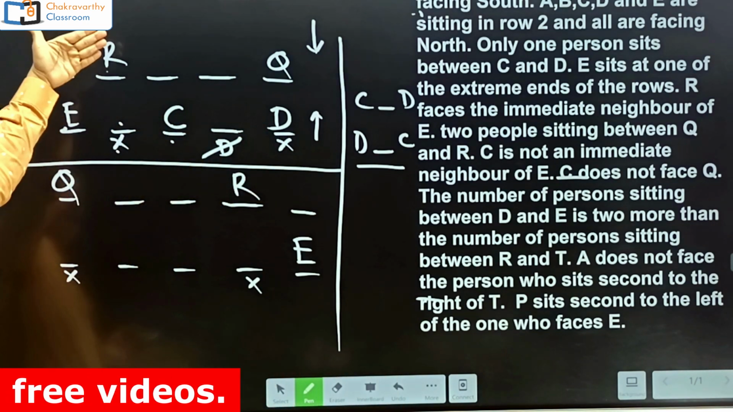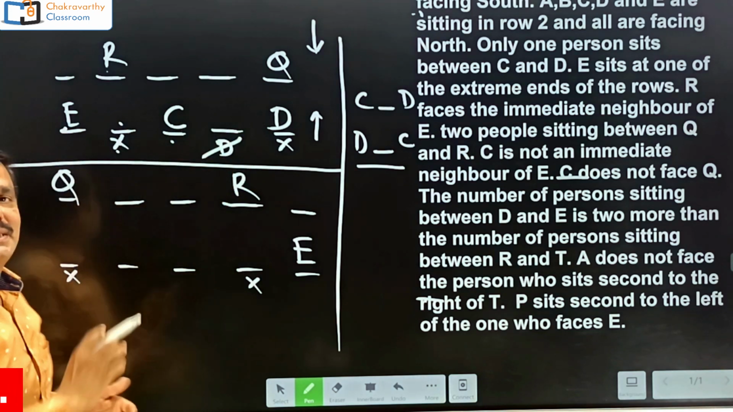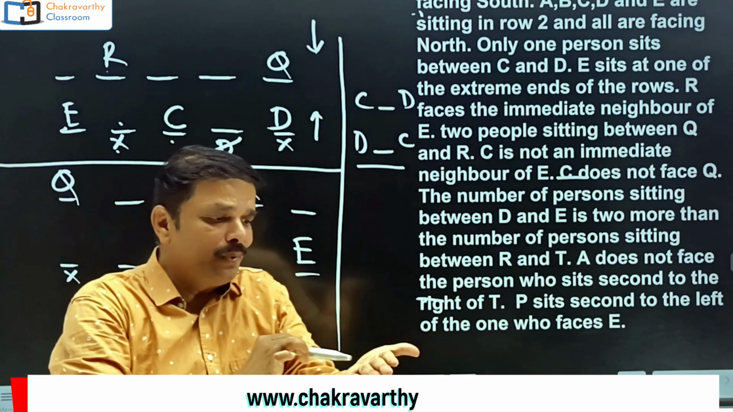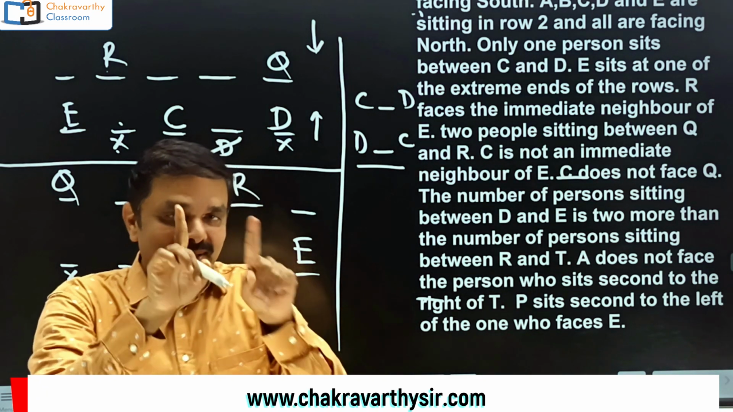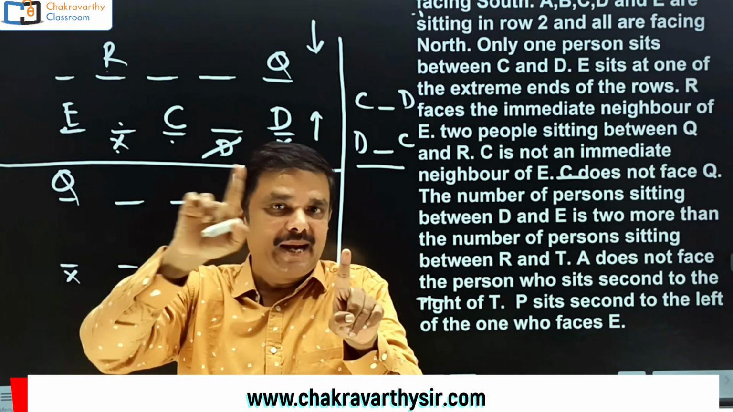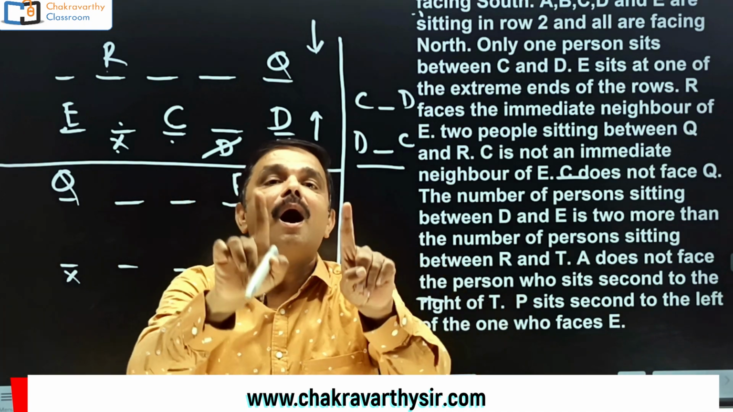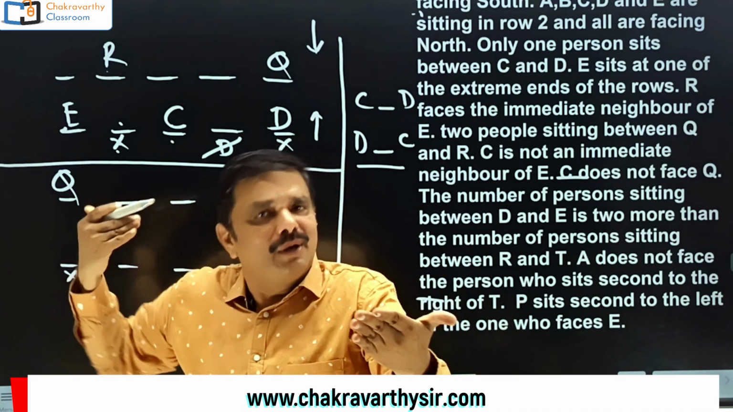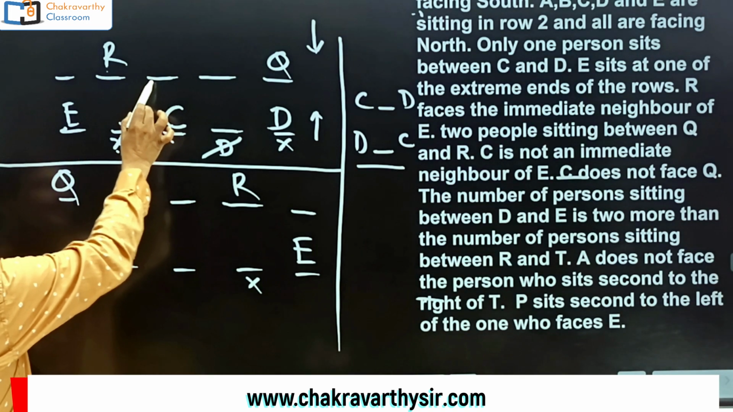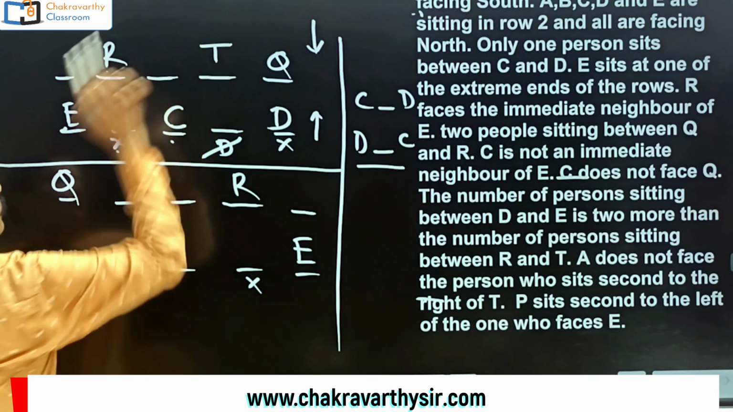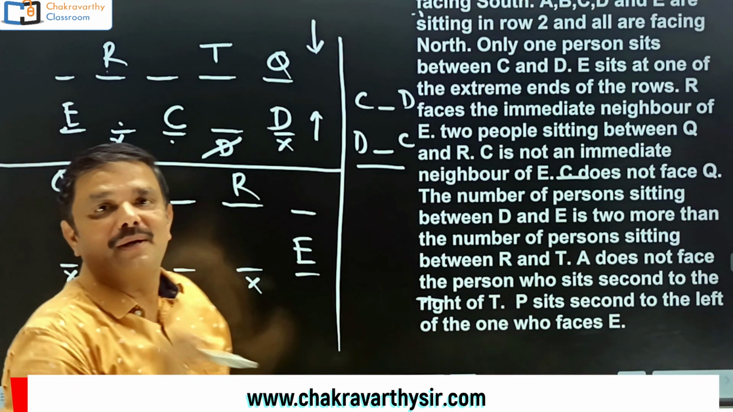Now coming to R and T, now observe here, between D and E, there are 3 persons. Now between R and T, there should be only 1 person, because the number of persons between D and E is 2 more than the number of persons between R and T. I went from the reverse way. Now you see, students, here, this is R and 1 person, it must be 2. It must be T.